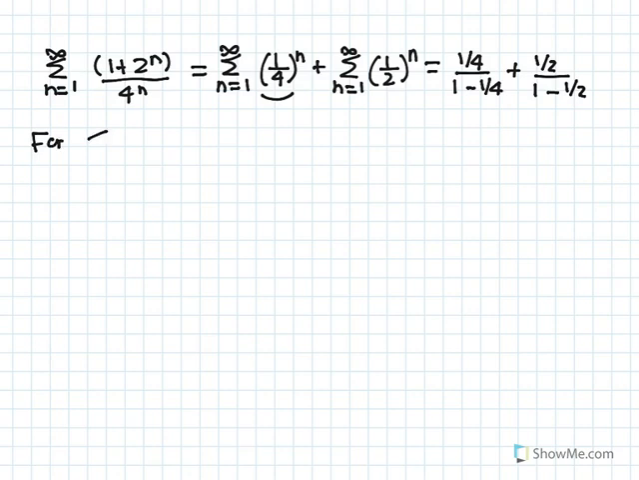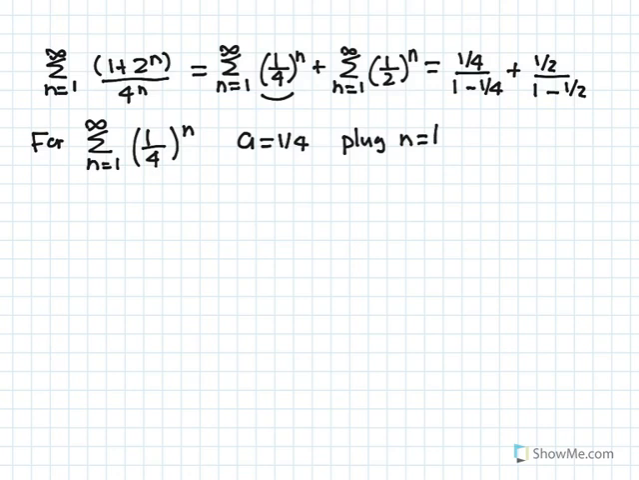Now let's go over that. For the summation, n goes from 1 to infinity, 1 over 4 to the power of n, a is equal to 1 quarter because we plug in n equals 1. So always plug in your first index. In this case, it starts at n equals 1, to get the first term a. And the common ratio is, of course, 1 quarter.